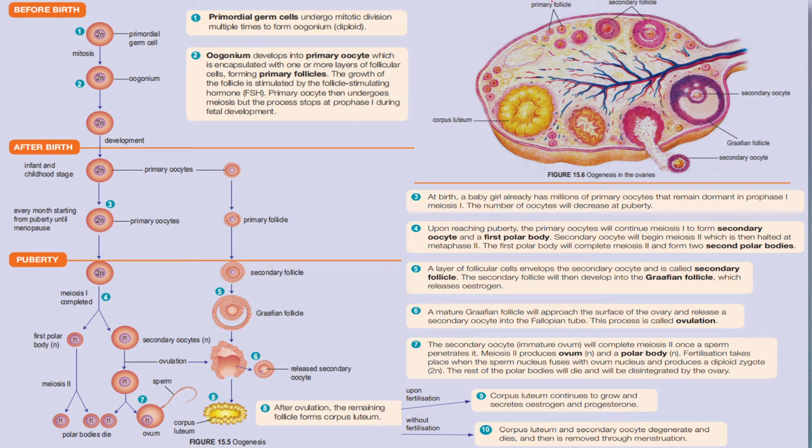So here you see the process of oogenesis, and also here on the right side, that's oogenesis in the ovaries. So when we describe this process, we have to mention what happened to those cells before birth, after birth, and when the girl reached puberty. Okay, so to do that, let's go into each stage.